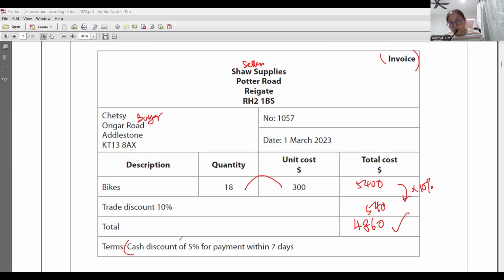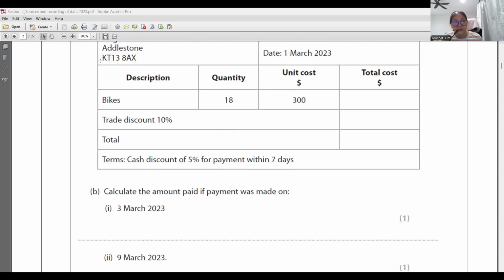For this one, you don't need to do any recording until you make the payment. And this 5% is from here, not from here. So if the payment is within 7 days, then you have to calculate 5% times 4,860, how much the discount allowed or discount received. Okay, here they gave the information. They ask us to calculate the different amounts.